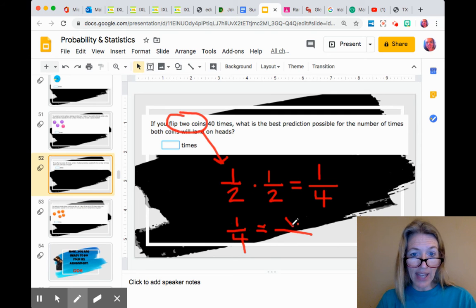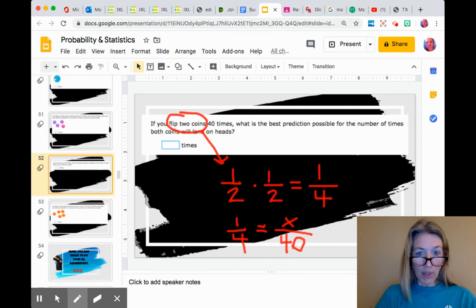I'm going to put X in the numerator. And then if we did this 40 times, how many times would it happen? Now I'm going to cross multiply, or you can use scaling. I know a lot of you are using scaling. I'm just going to use cross multiplication because I haven't done it yet. So that would be 4x equals 40.